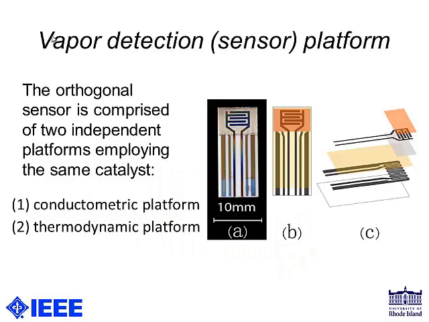This is an actual picture of our sensor device, and these 2 are the schematics. The reason we call it an orthogonal sensor is because it's comprised of 2 independent platforms, a conductometric and a thermodynamic platform. These 2 platforms share the same catalyst, but they can work independently and simultaneously.